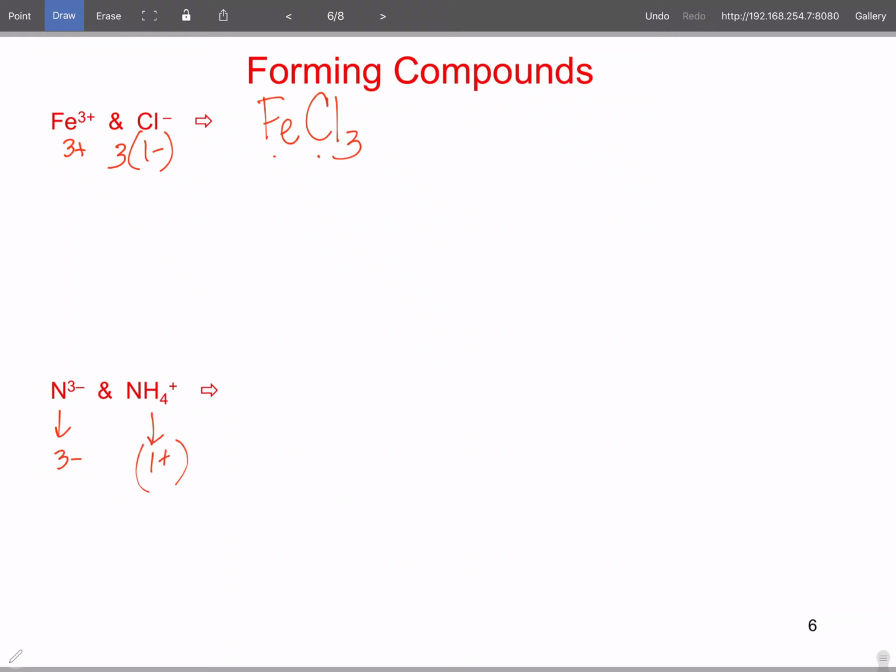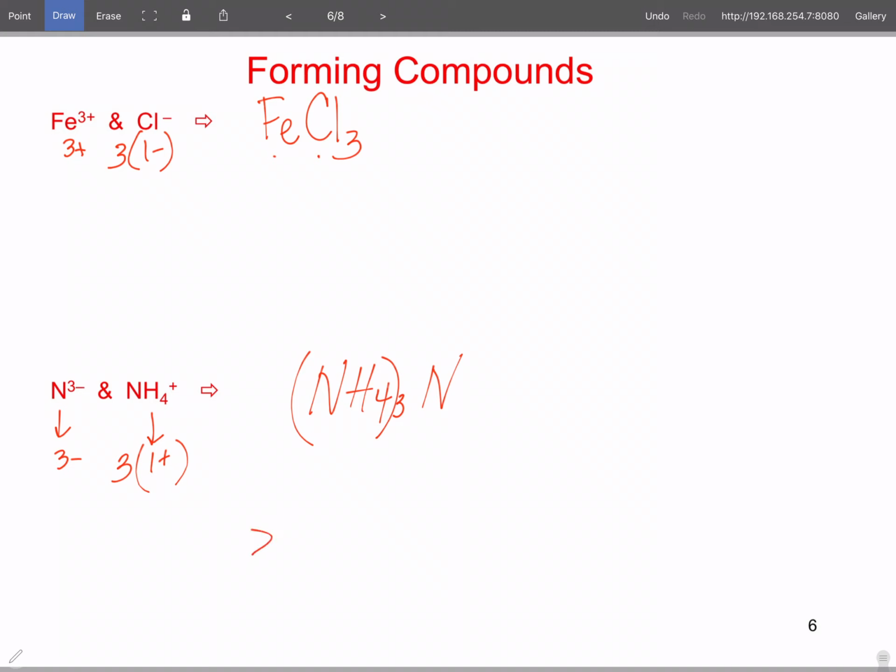So in this particular case, we're going to need 3 of these and 1 of those. Now, the rule says that the positive has to be written first. Now, when I gave it to you, I gave you the negative first. Is that a problem? No. Okay. So, but we're going to write it with the ammonium first and then the nitrogen second. But I need 3 ammoniums. I can't write a 3 there unless I put it in parentheses.